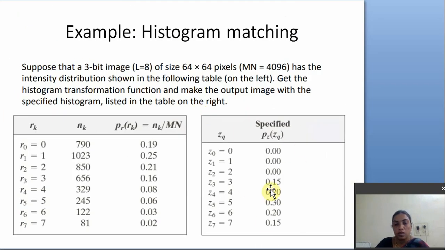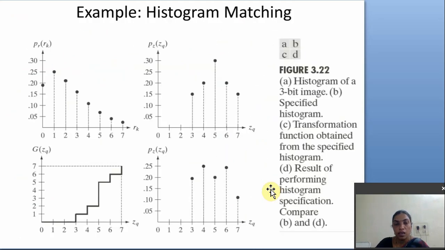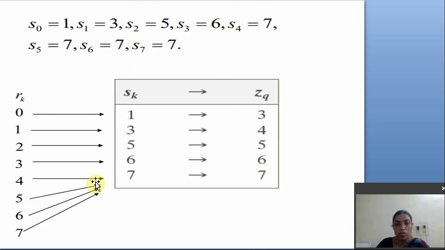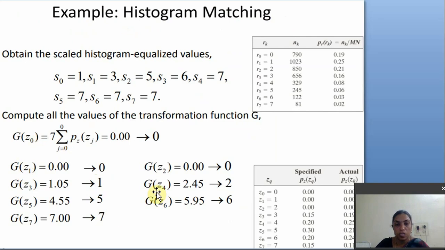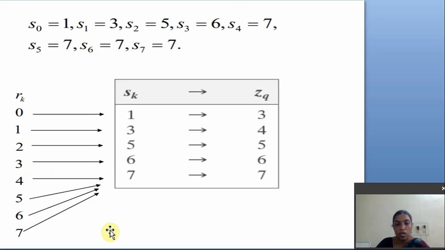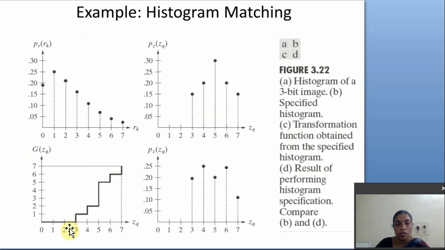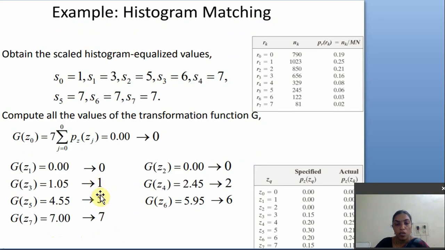So here, this one, figure C, is nothing but the transformation function obtained from the specified histogram. So from this, that means G of ZQ, you know the values here. G of ZQ, so with respect to ZQ, G of Z0 is 0, 0, 0, 0, next 1, 2, 5, 6, 7.